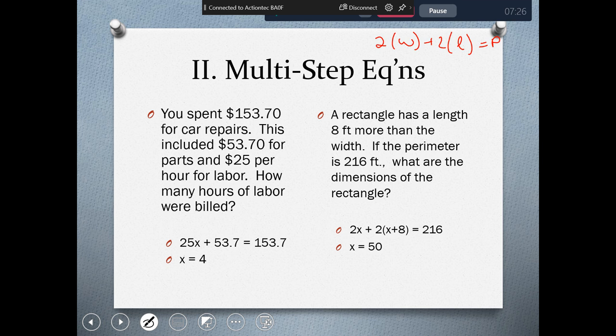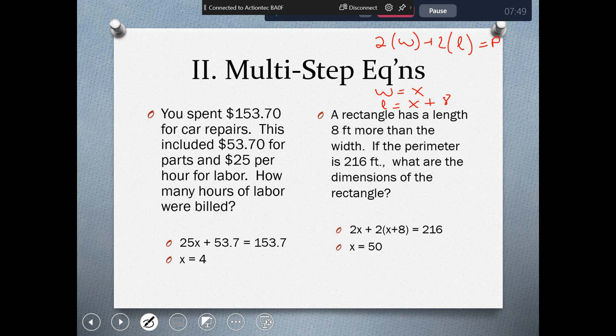And then we have to determine what we are looking for. In this case, I'm looking for my width and my length. Do I know anything about my width? No. So it's going to be the single variable x. Do I know anything about my length? Yes. It is 8 more than my width. So it's going to be x plus 8.